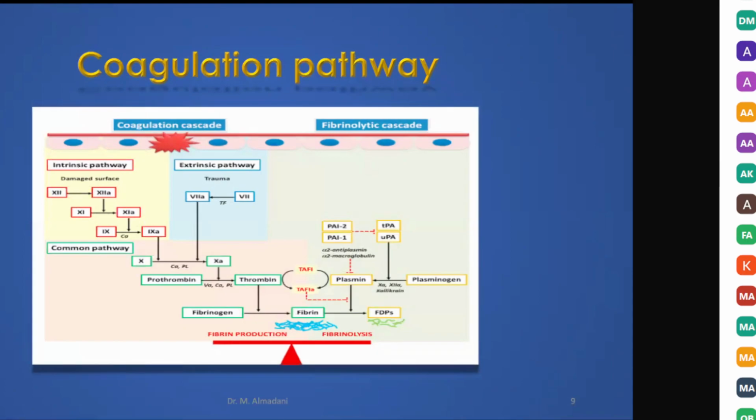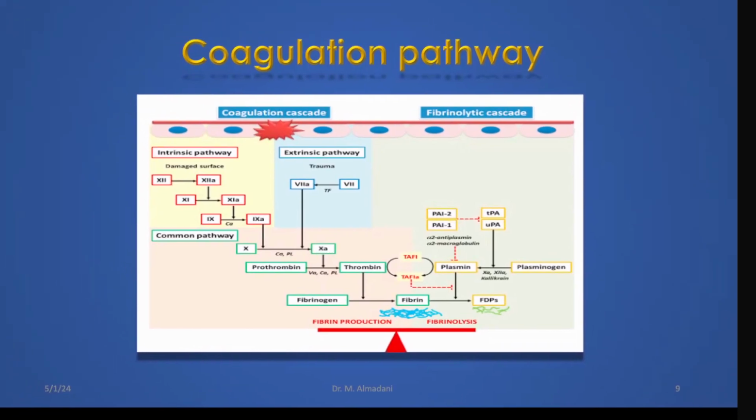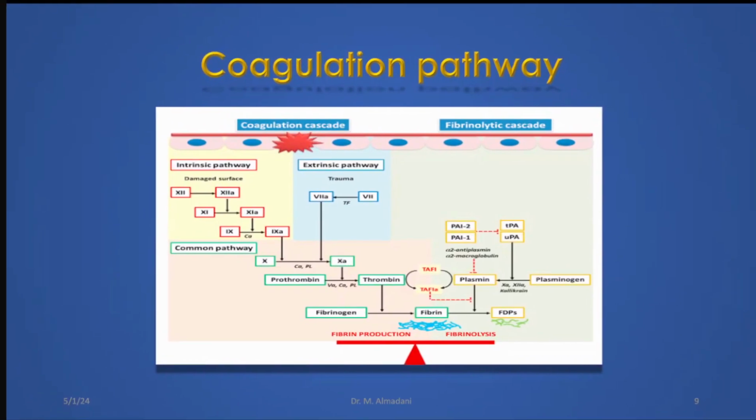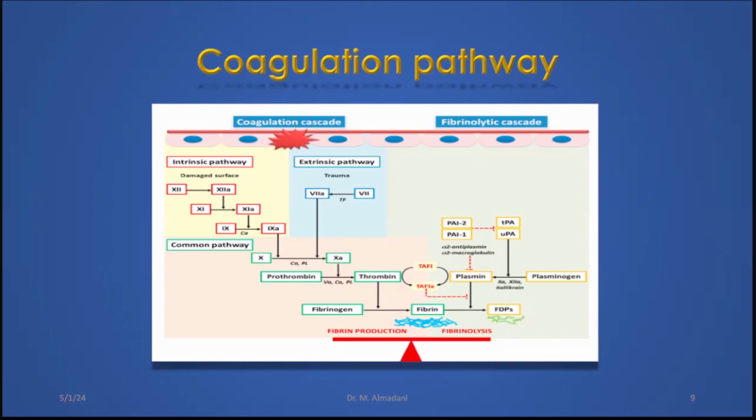Subhan Allah, the physiologic function of the body is just to have a balance between fibrin production and fibrinolysis. If the fibrin production is higher, then the patient will get thrombosis. Once the fibrinolysis continues, then the patient will get rebleeding again. So we have a balance between these two factors.